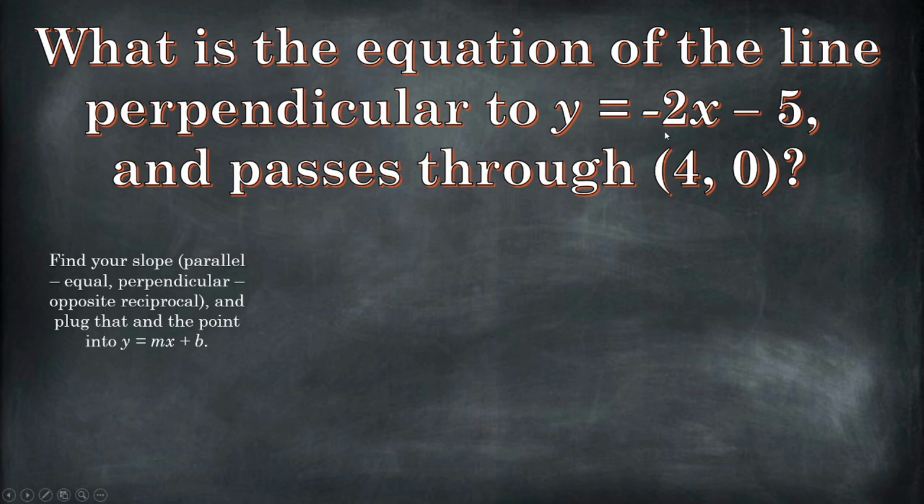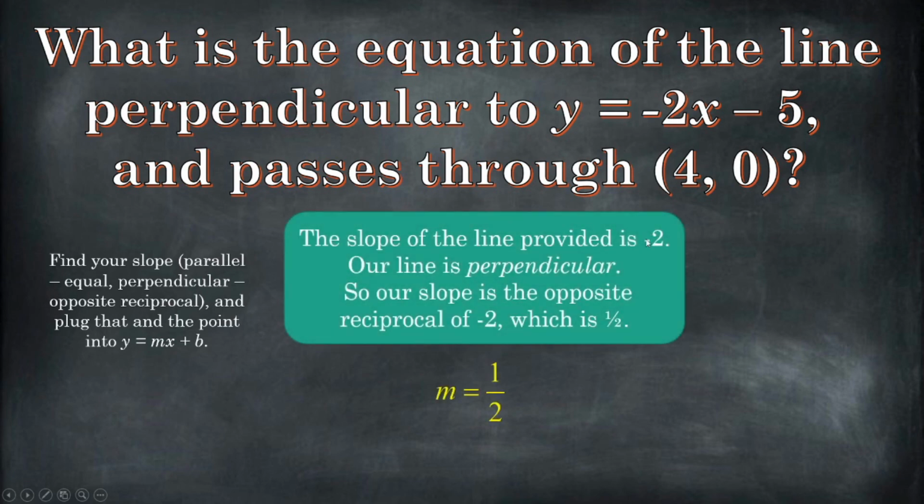If it's perpendicular, your slope is an opposite reciprocal. That means opposite sign. So this one's negative, so our slope's going to be positive, opposite sign. And the reciprocal of 2 is 1/2. So that's what we're going to do. We're going to use our slope of 1/2 because it's perpendicular. And then we have to use this point right here. Now this is not a y-intercept, this is an x-intercept.